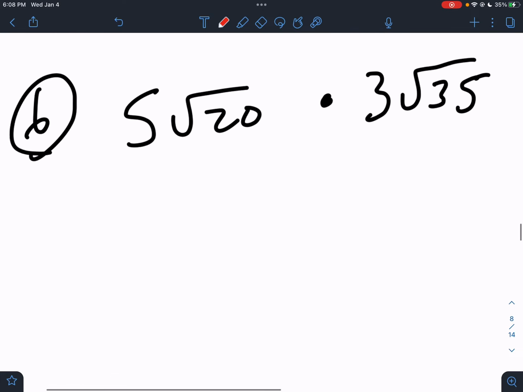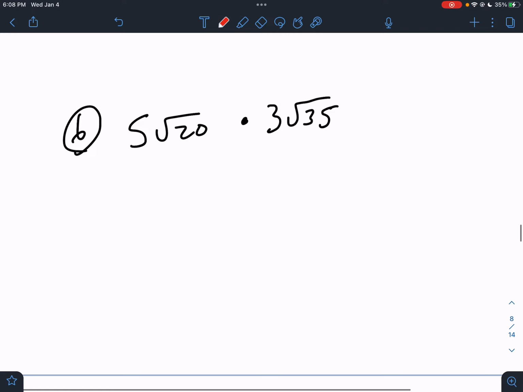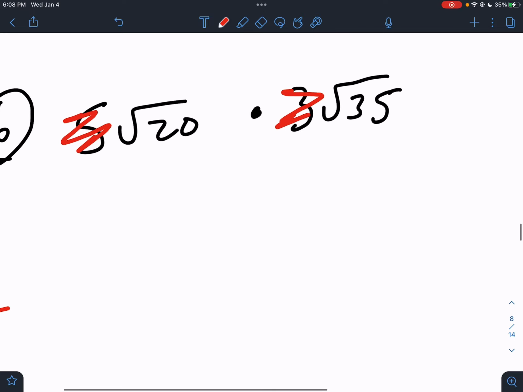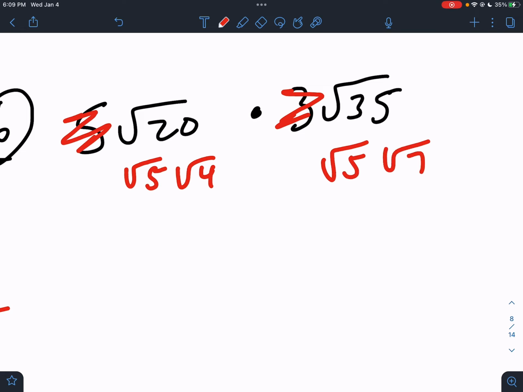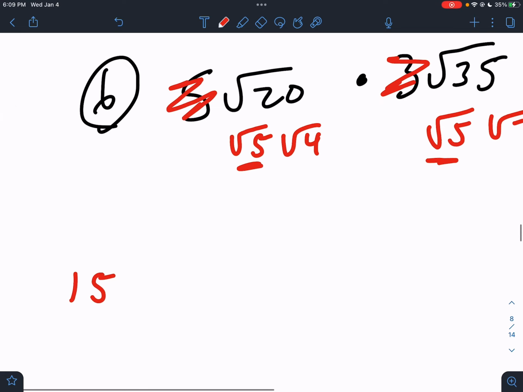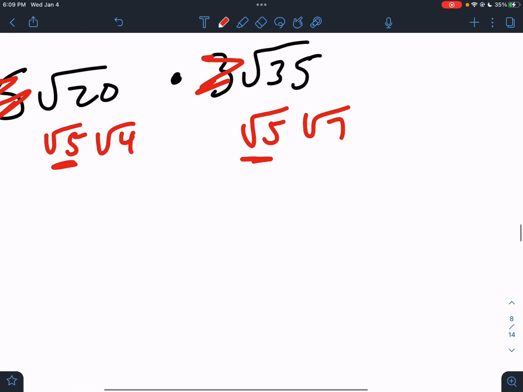Okay. We're going to start, I do whole number times whole number. 5 times 3, I get 15. Right? So those are gone. And then I break down. I'm looking for the GCF. 20 and 35 has a GCF of 5. So I'm going to pull out a root 5 from each of those. And what is root 5 times root 5? Well, it is whole number 5. So those are gone.